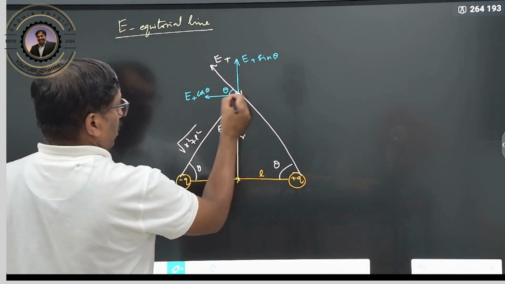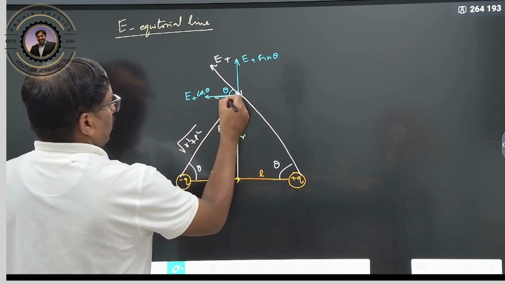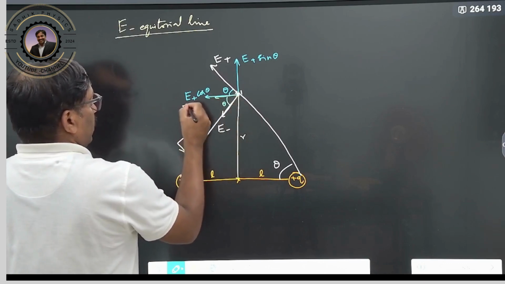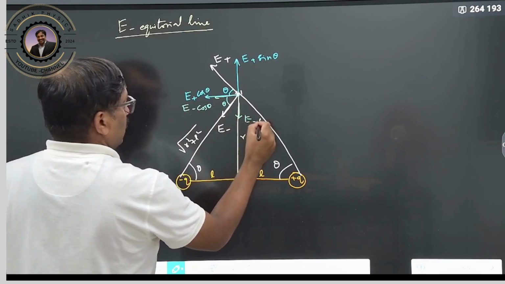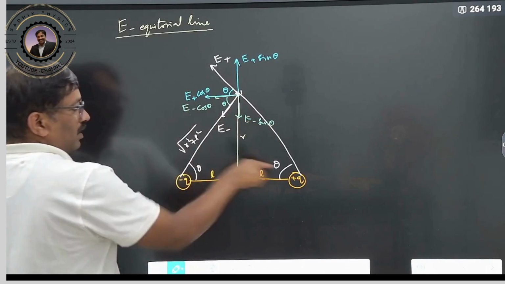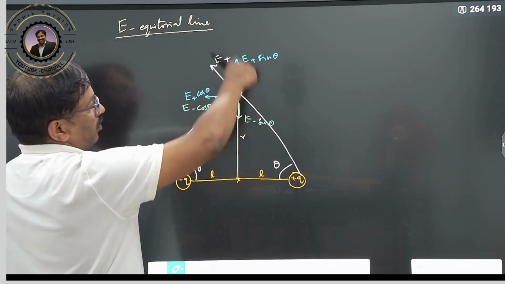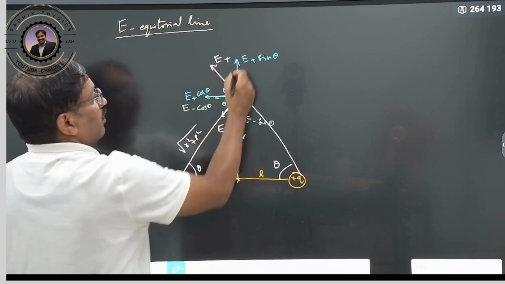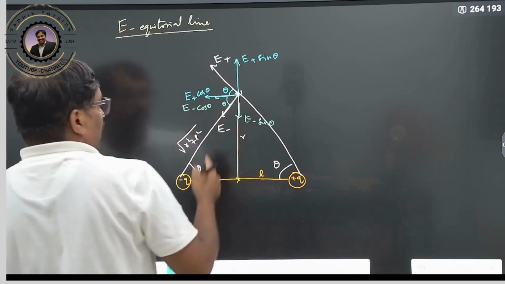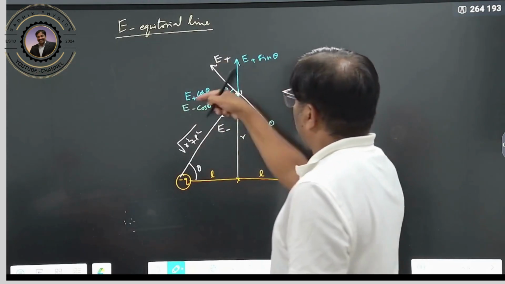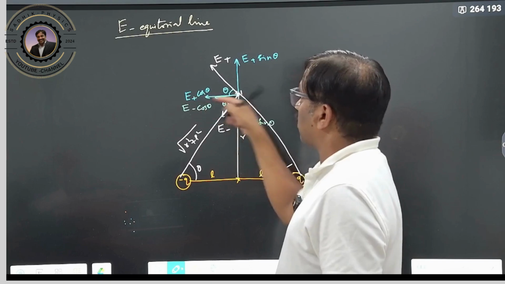So this is theta, and this is also theta, therefore it will be E minus cos theta and E minus sin theta. Here same charge, same distance, so the electric field plus and minus are same, and theta is also same. Along the vertical direction the electric field will be 0, because E plus sin theta and E minus sin theta cancel. So the electric field along the equatorial line is nothing but E plus cos theta plus E minus cos theta.